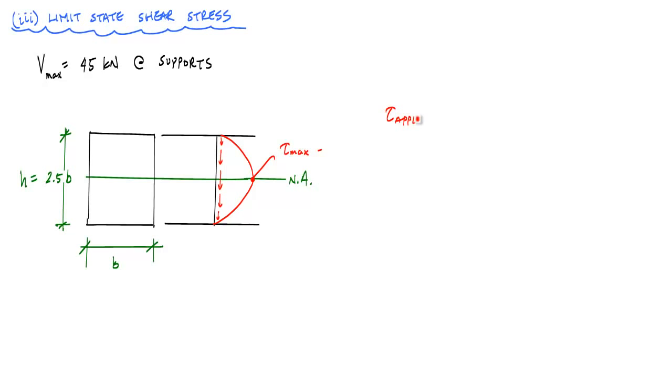So tau applied less than or equal to tau allow, and this allowable is the shear yield stress of the material divided by the safety factor. And in this case, we'd have tau applied less than or equal to 207 megapascals divided by the safety factor of 3 from shear yield, and this would be 69 megapascals, which is newtons per millimeter squared.